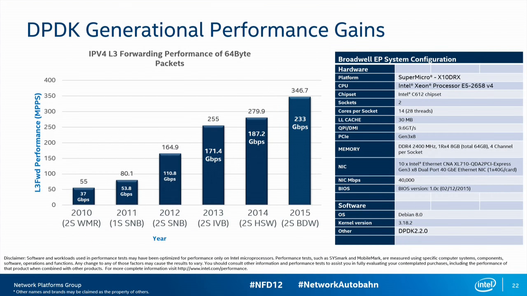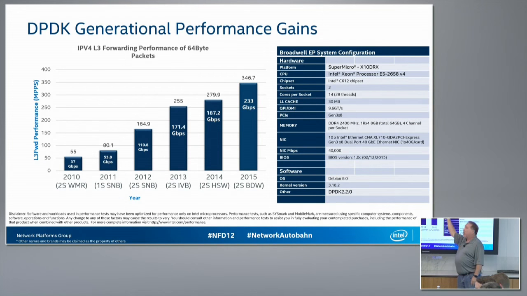And as you can tell, over time, we've gone up. 40 gig devices. Oh, okay, 40 gig devices. So you can tell we've gone up in performance on every release significantly in a lot of cases. And the current one I have listed here is the Broadwell two-socket system. In 2015, we're doing 346 million packets per second in 64-byte frames.